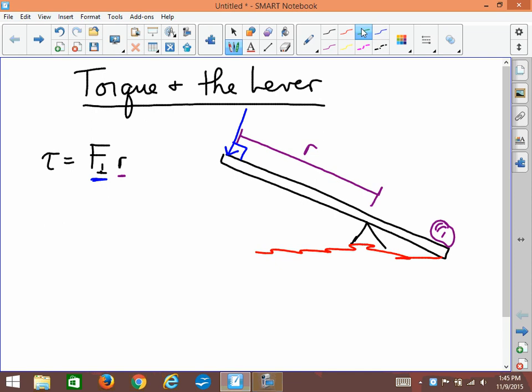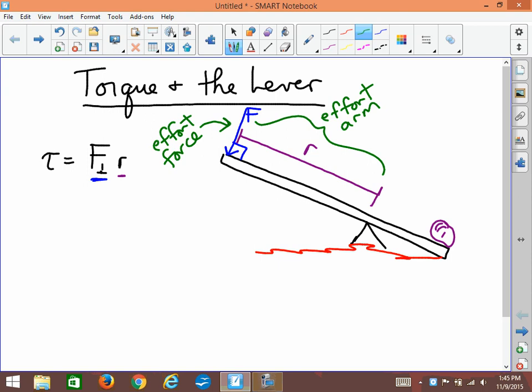I want to put some more words on here. This is a force in blue, right? And we sometimes call this the effort force, because it's the one that you have to push to make the rock move. You are making the effort. So that's called the effort force. And then this would be the effort arm. This long part here to the fulcrum, the effort arm.